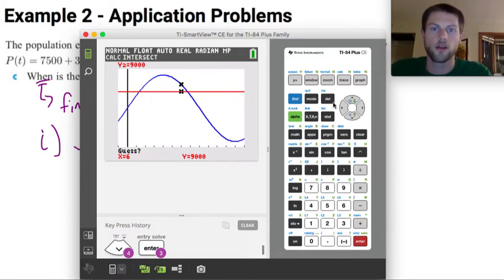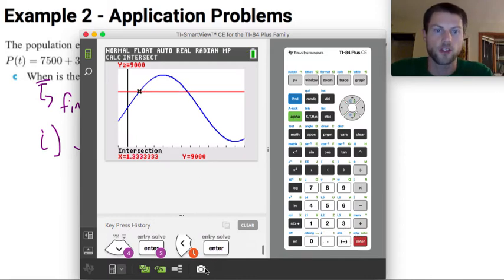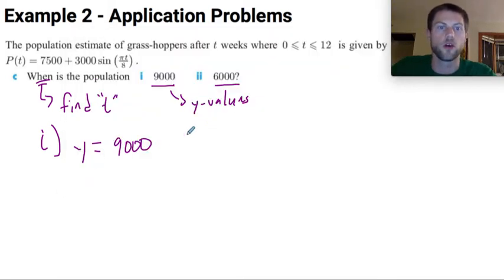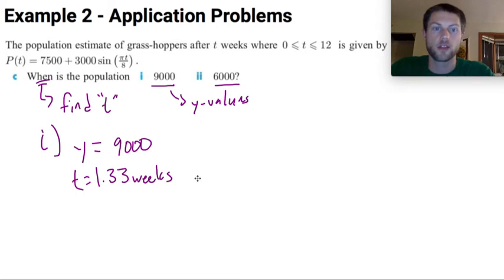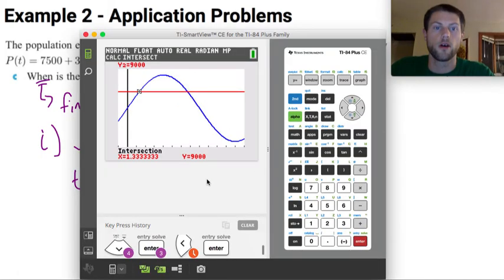I hit enter, and now I have to tell the calculator which intersection I'm looking for. I'm looking for this one, so I'm going to scroll over here and hit enter. That is my first intersection, at x equals 1.33. So this is at t equals 1.33 weeks. And actually this happens a second time, right? So we need an intersection here.